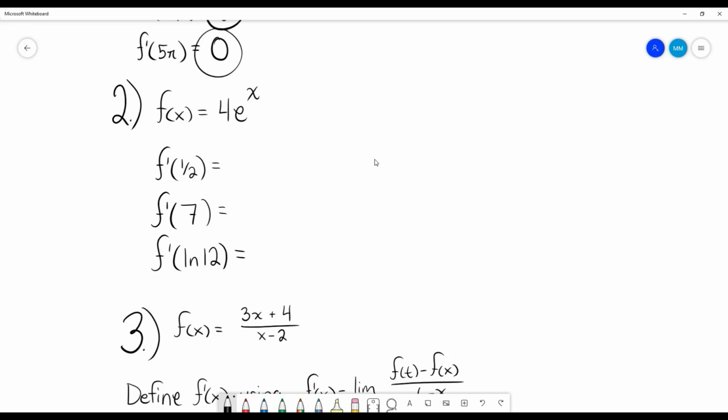So again, in our textbook and elsewhere, of course, the derivative of e to the x is just e to the x. It's really simple. It never changes. It's just this.